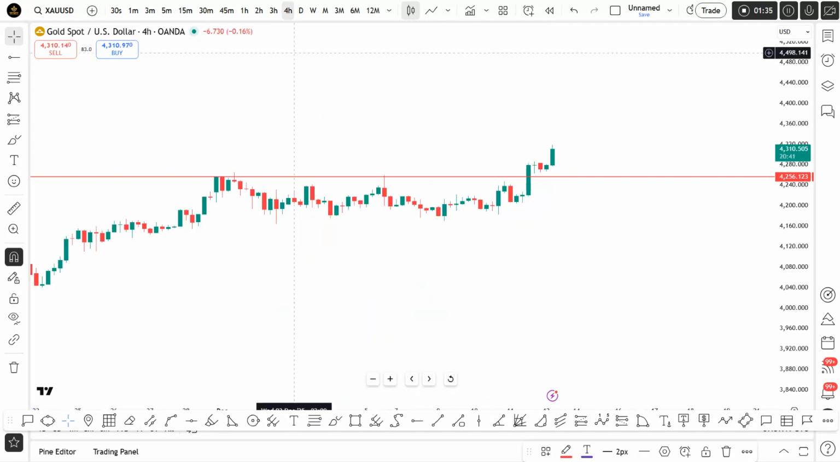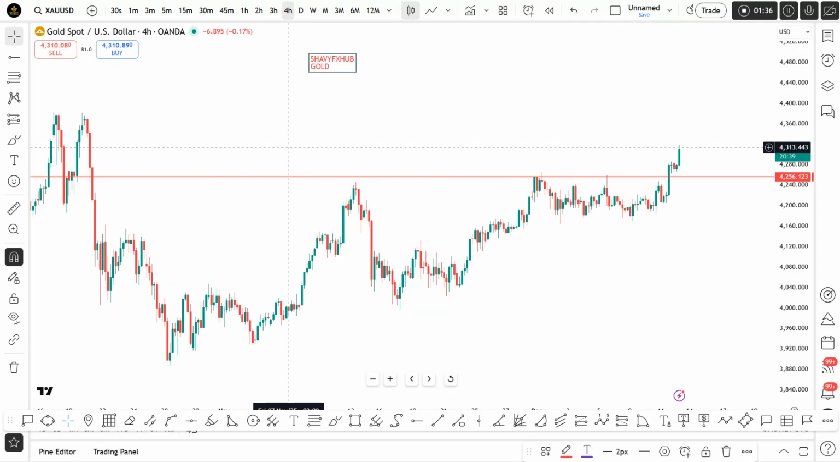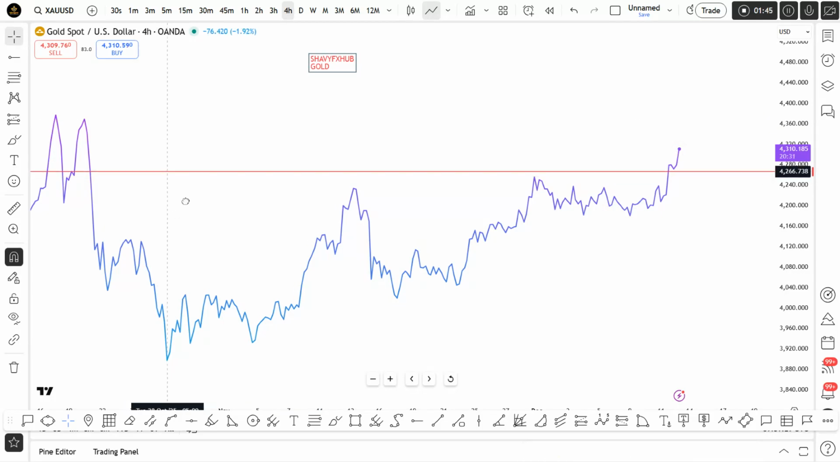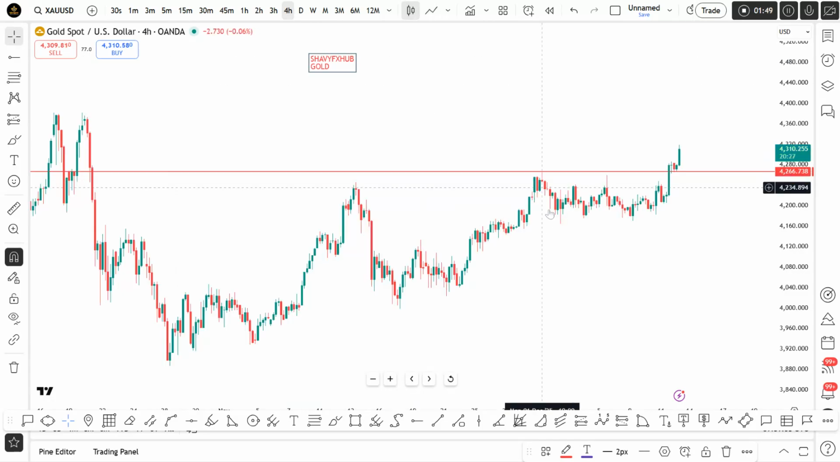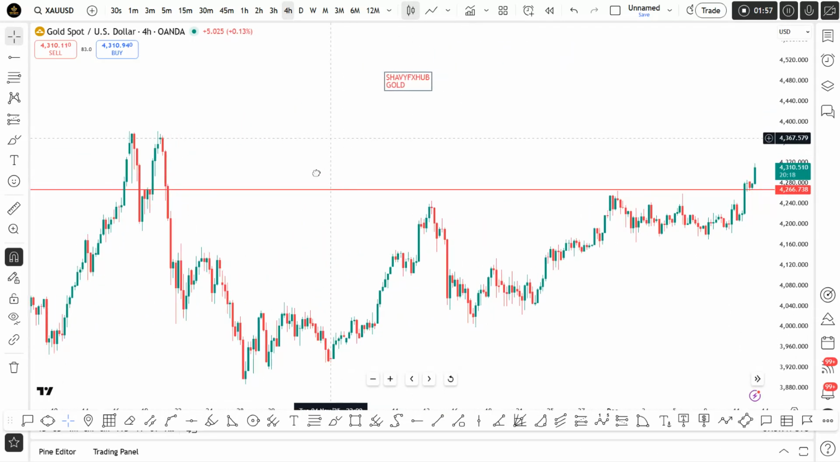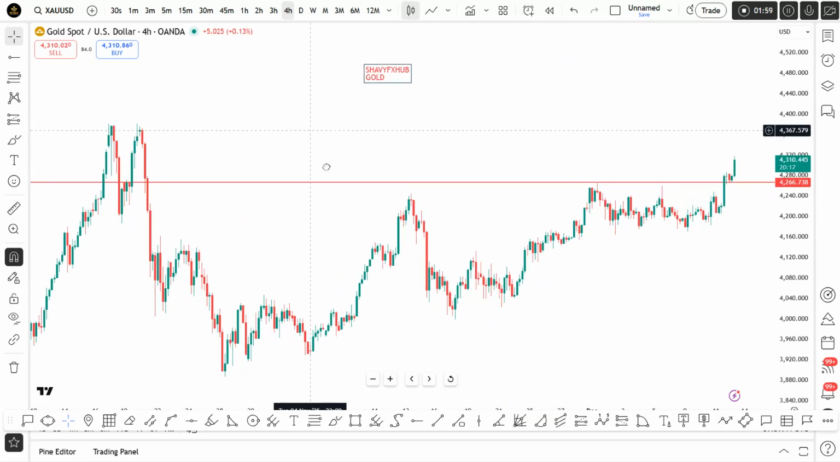And if you scale back on 4 hours, you better appreciate it. So price has held 4,266 firmly. Now the next thing to do is to see other possible price action where resistance becomes support or where support becomes resistance on intraday.